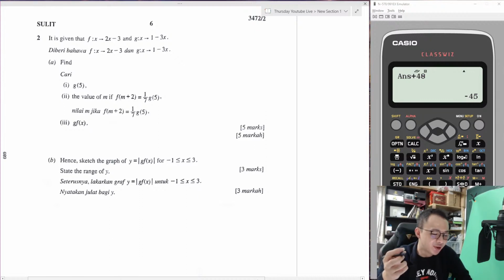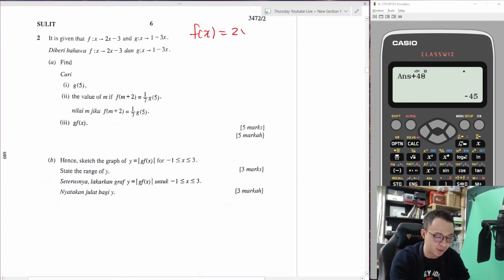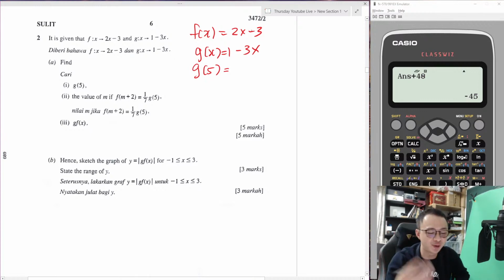Let's continue. So right now we have two functions. We have f(x) equals 2x minus 3, and then we have g(x), which is 1 minus 3x. Okay, so the first one, g(5), is very easy. Sub 5 into the x. So it's negative 14. I believe it's just a 1 mark question. This is negative 14.